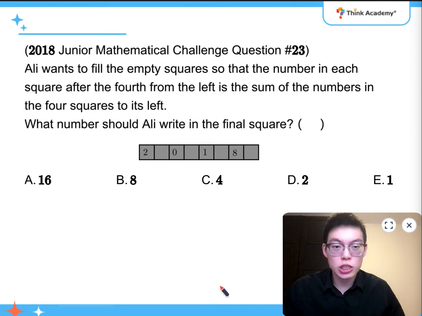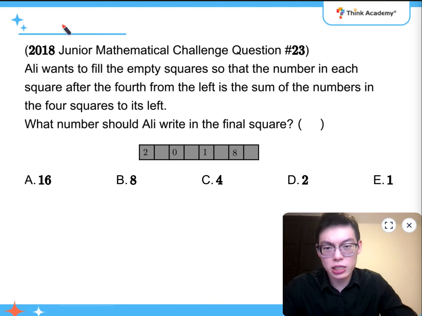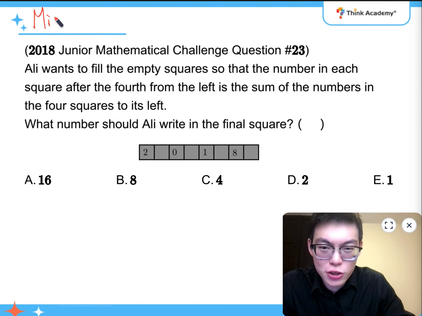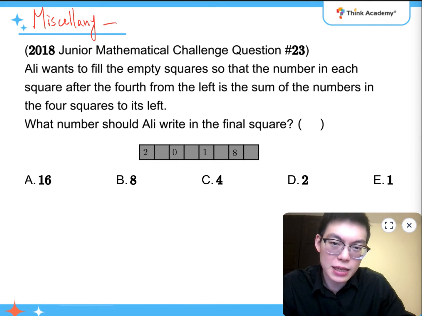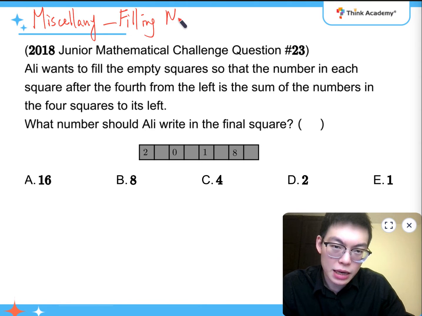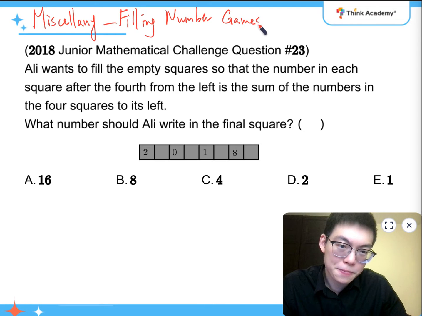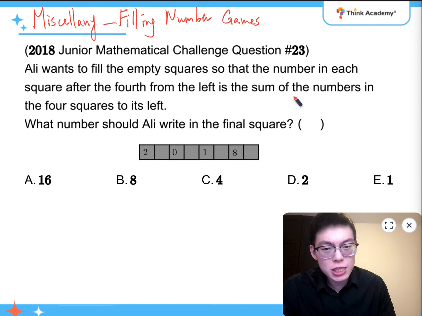As for question 23, it is basically just some calculations as long as you have understood the rules. So it belongs to miscellany, and that's going to be the filling number games. So it says that each square after the fourth from the left is the sum of the numbers in the four squares to its left.